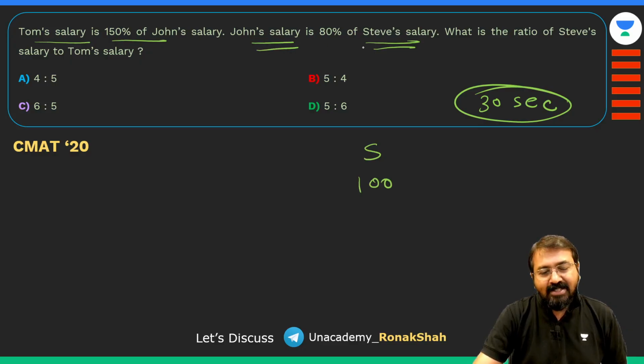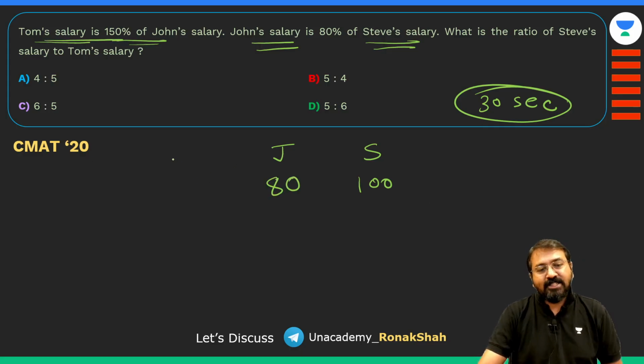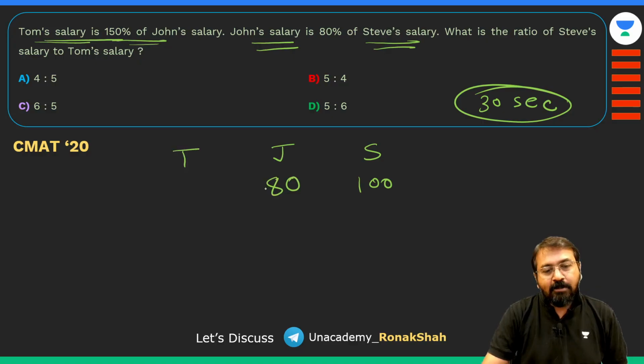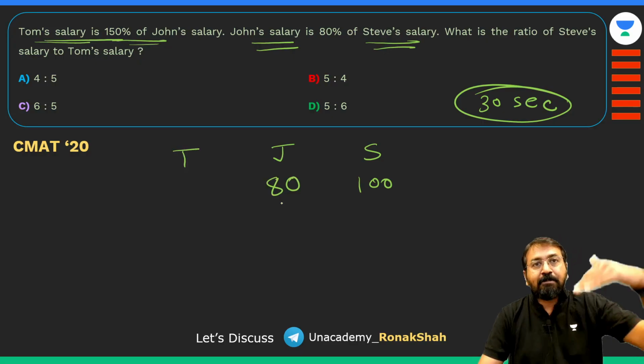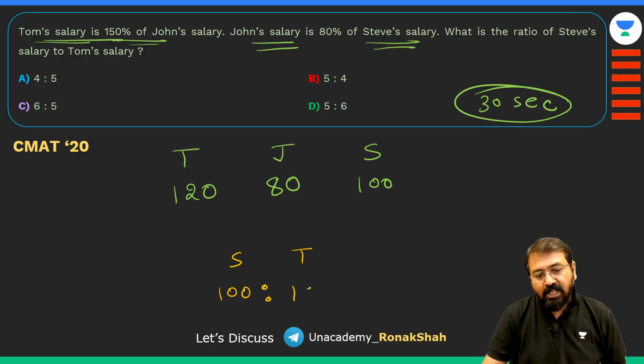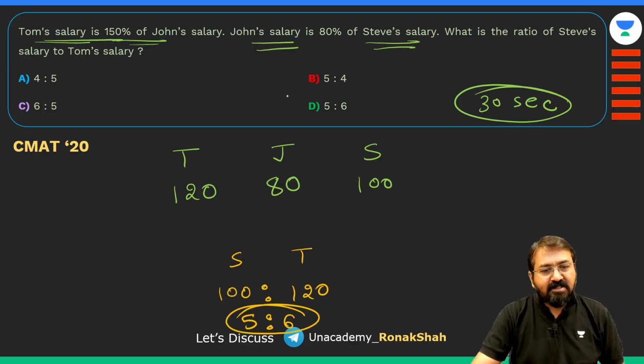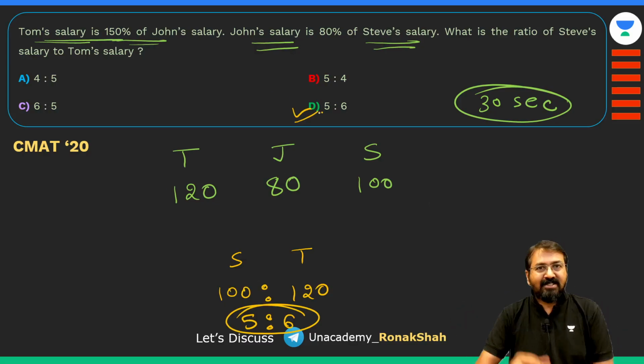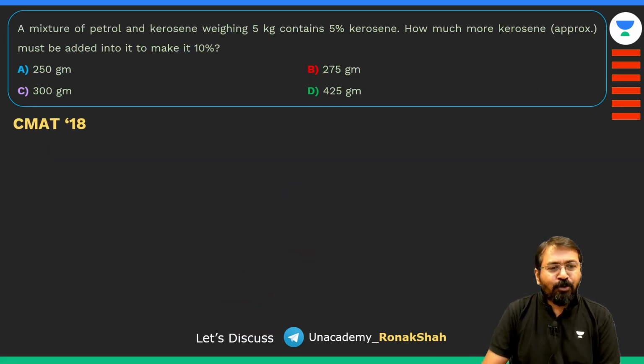John's salary is 80% of Steve's salary, so John's salary will become 80. And Tom's salary is 150% of John's salary, that is 50% more than 80, so it is going to be 120. Are you getting this point? We are asked to find the ratio of Steve's salary to Tom's salary. So it's 100 is to 120, or you can say it's 5 is to 6. Isn't that a very simple question? Option D is the answer. So let's take a few more questions, guys.